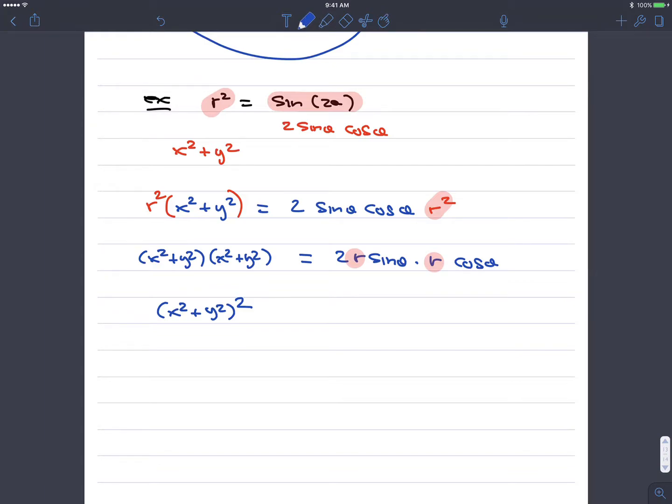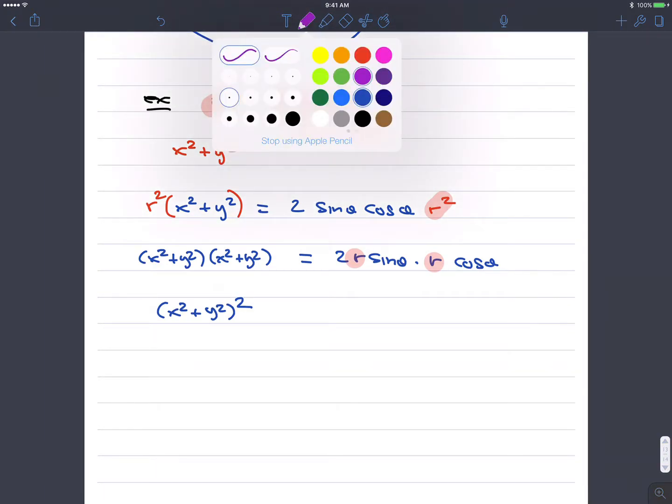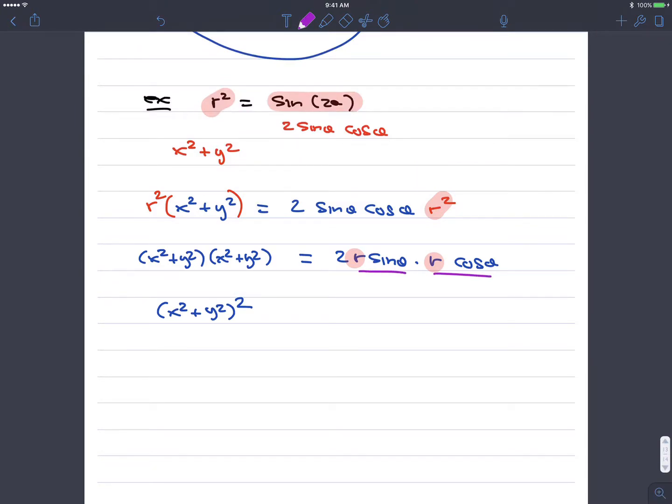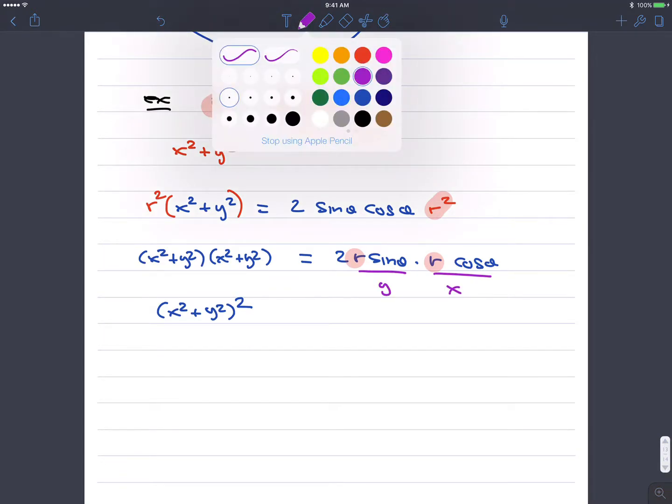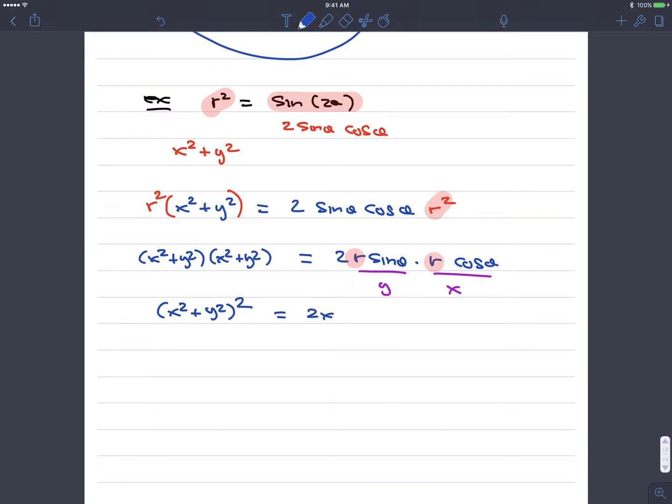Now why is that a nice thing to do? Anybody want to tell me? What is this r sine theta? What's r cosine theta? Y and what? X. So this is going to be simply 2xy. All right, you guys okay with this? This here is a Cartesian coordinate equation, really a relation. It's in terms of x and y, and your polar form was above. Okay, you guys okay with these?